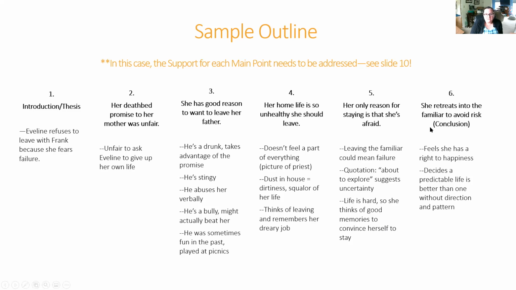Our concluding thought: she retreats into the familiar to avoid risk. She feels she has a right to happiness, but decides a predictable life is better than one without direction and pattern. Those are our supporting ideas for our conclusion. All right.